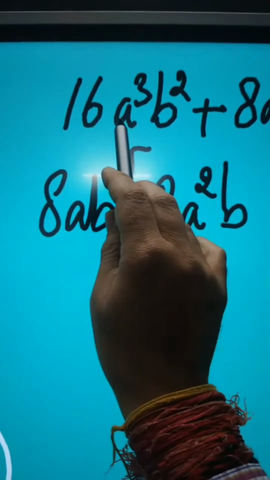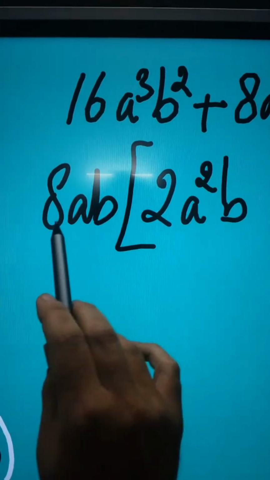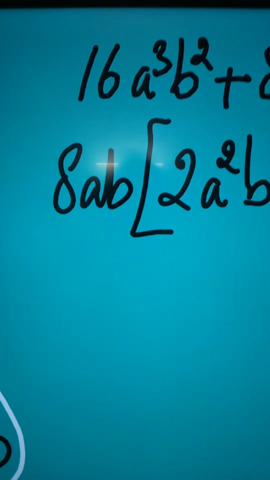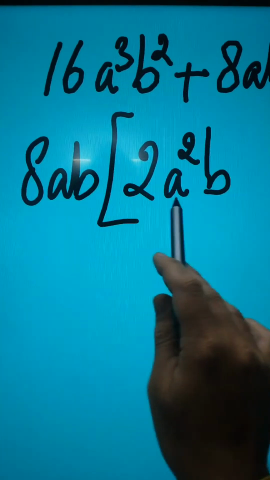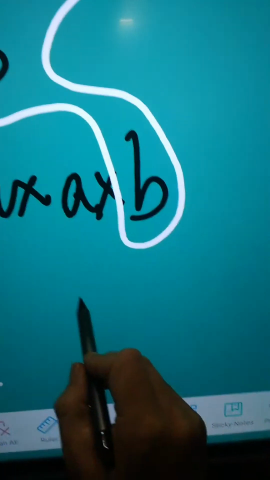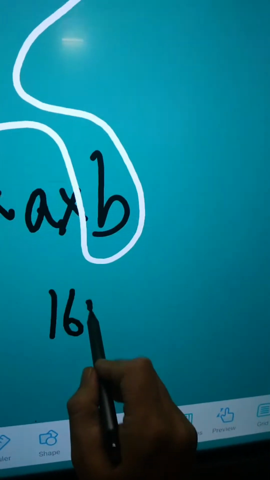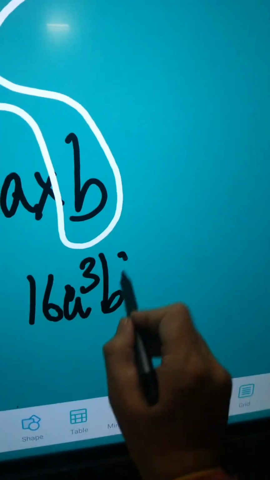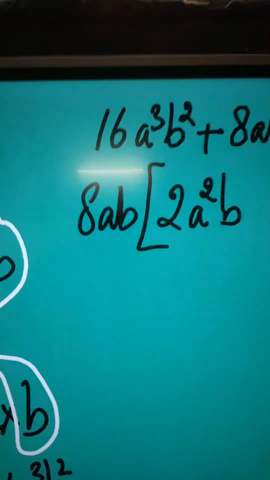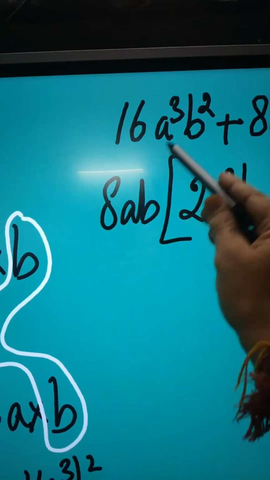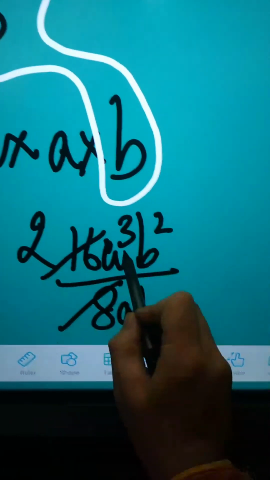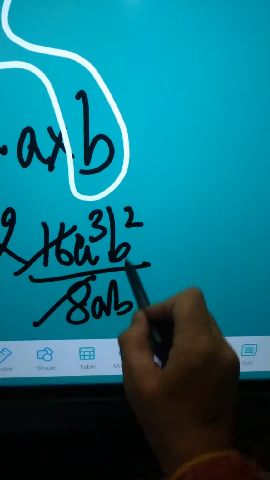So this HCF you have understood. Revise. After that, divide each term by the HCF. 8ab will divide 16, so it is left with 2a square b. How did it come? You can check. One term I'll tell you again, otherwise you can watch the previous part also. 16a cube b square is divided by 8ab. When you divide, what do you get? 8 into 2 is 16. a cube will divide a, and b square will divide b.